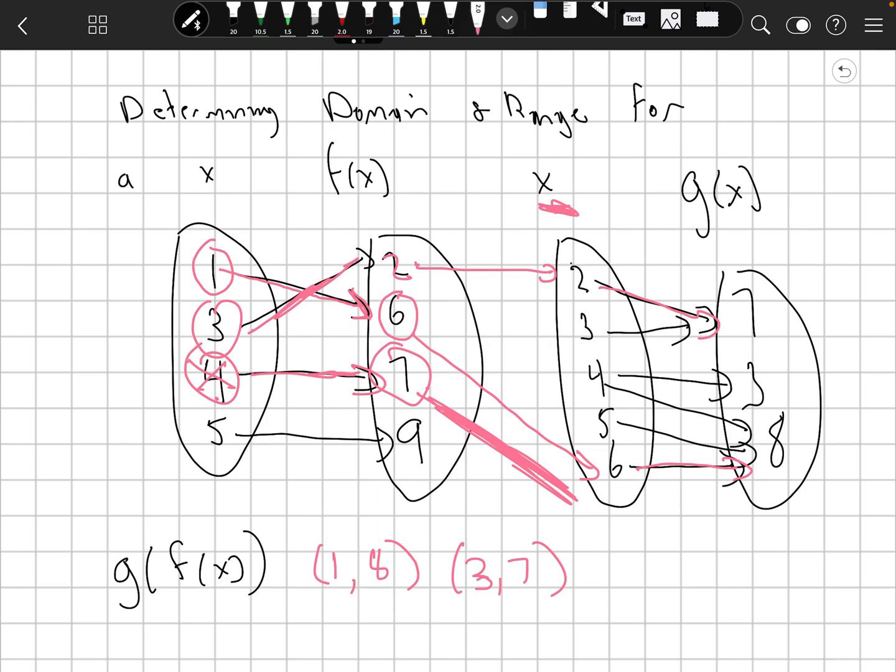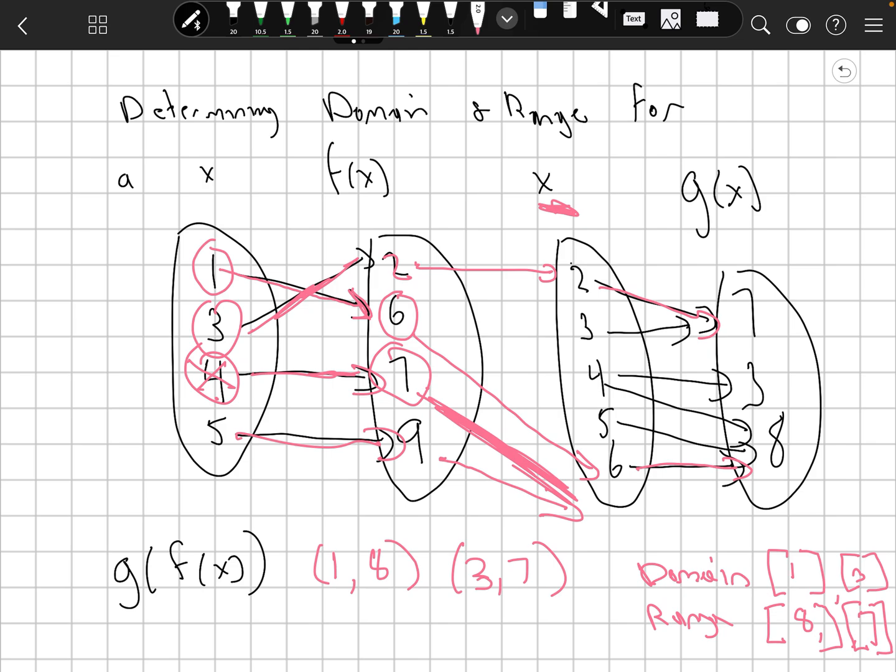Okay, I have 5, I go to 9, and again we have the same problem. So I'm going 5 to 9, and then 9 does not have a place to go from there. And so the domain for this particular function would be 1 and 3. 1 and 3, that's it. And the range would be 8 and 7.